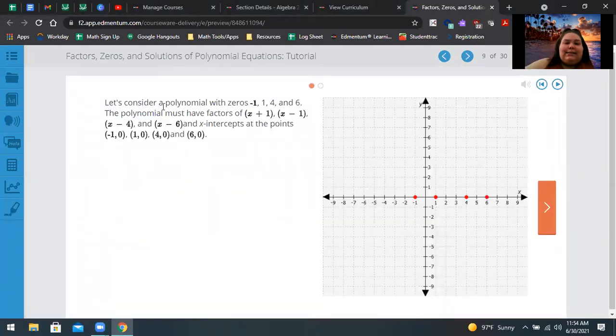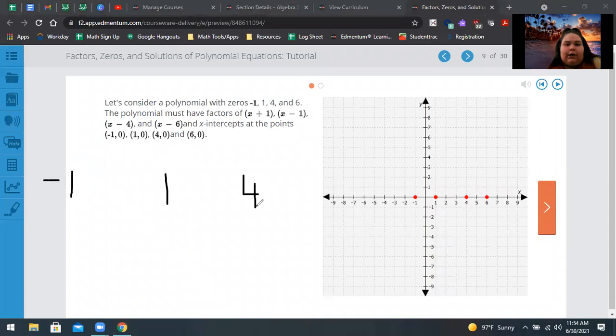Here it says, let's consider a polynomial with zeros -1, 1, 4, and 6. So we have 4 zeros, and they actually have them listed for you on the graph. It says the polynomial must have a factor of x plus 1. So again, what if we write these out? It's -1, 1, 4, and 6. Each zero, or each x-intercept they give us, we know a factor. This is going to be x plus 1.